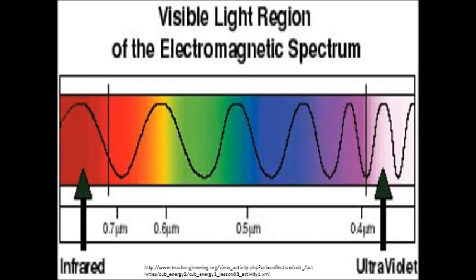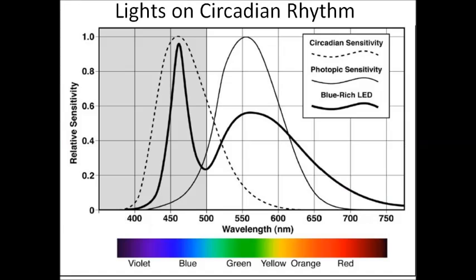The National Dark Sky Association put out this graph. The x-axis is the wavelength in nanometers, and the y-axis is the relative sensitivity. They found that light pollution has an effect on the circadian rhythm.